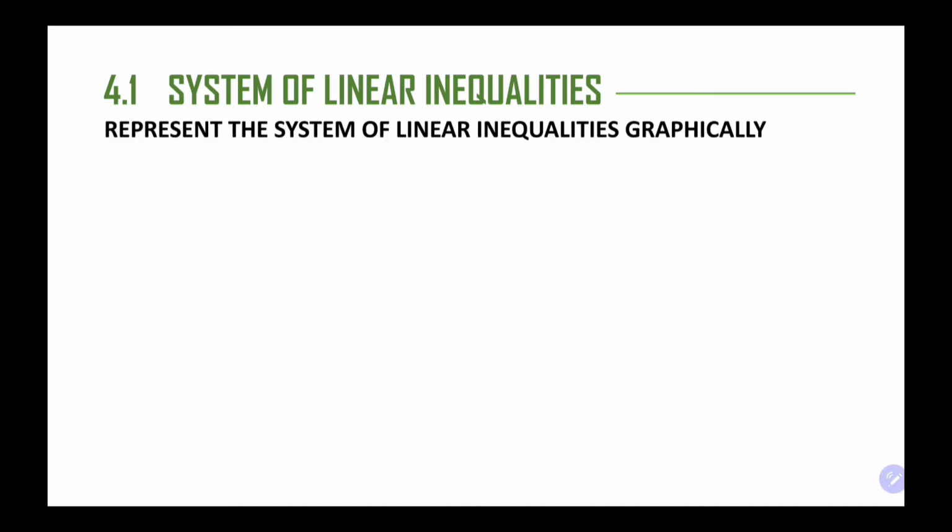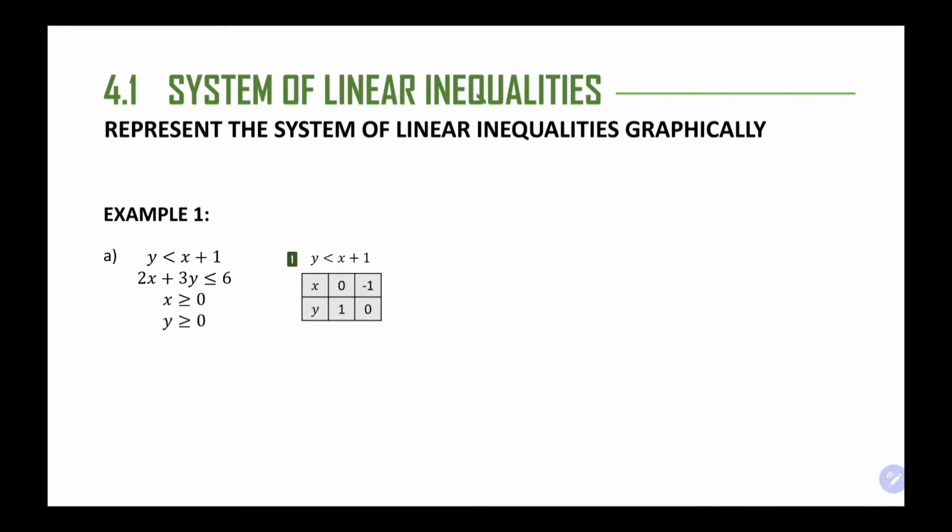First, represent the system of linear inequalities graphically. We look at example number 1, A. We need to represent this system of linear inequalities graphically, which means we need to sketch the graph and find the feasible region. Okay, now we look at the first inequality. We have y less than x plus 1. To sketch the graph, we need to find the x and y intercepts. When x equals 0, we get y equals 1. And when y equals 0, we get x equals negative 1.